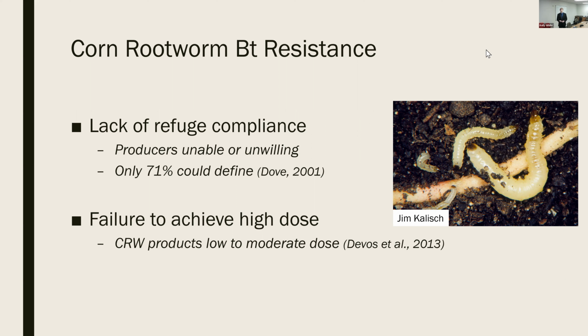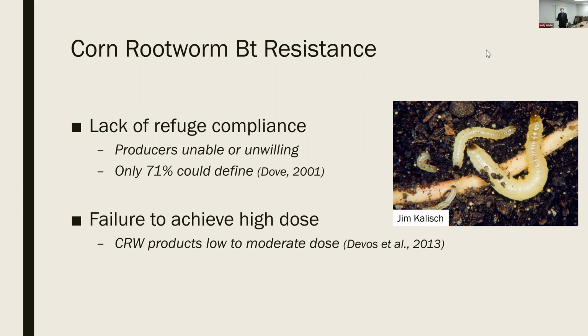But this lack of refuge compliance was due to either the inability or unwillingness of producers to comply with these requirements. For example, in a 2001 survey, while 90% of producers indicated that they had been following proper refuge procedures, only 71% of them properly defined the actual refuge requirements for their crops.